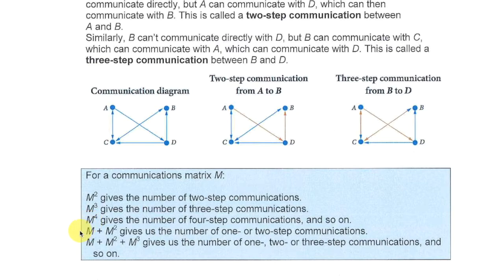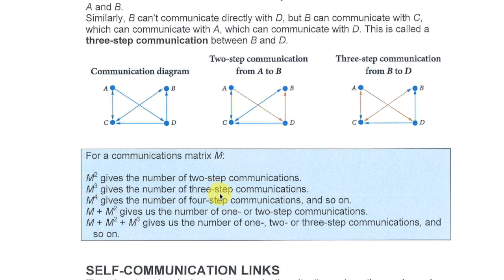Now if we want to consider all of the one-step and all of the two-step communications, so that's combining the two, all of the one-steppers and all of the two-steppers, then we just take the M matrix, which shows us all the one-step communications, and we add to it the M squared matrix, which shows us all the two-step communications. And the same thing here if we've got all of the one, two-step, and three-step communications. So that's what we'll refer back to, and this will become clearer with the example below.